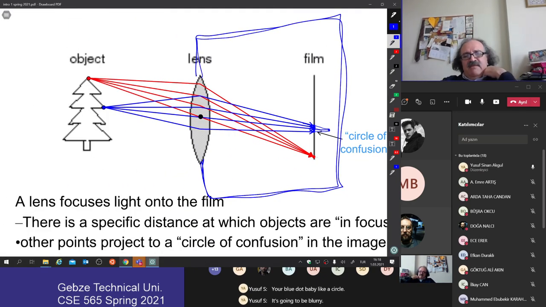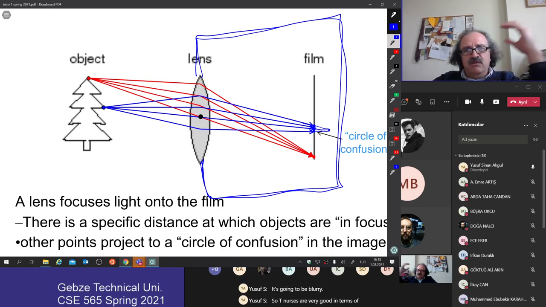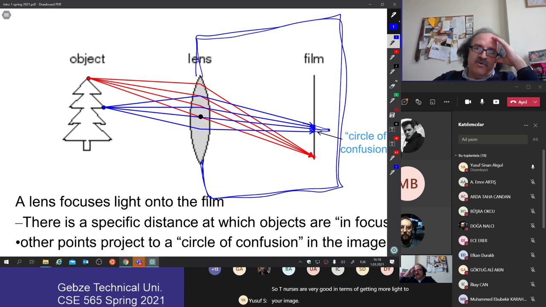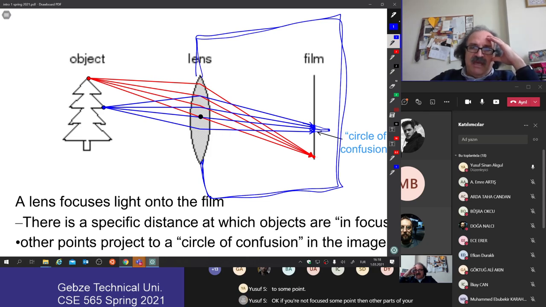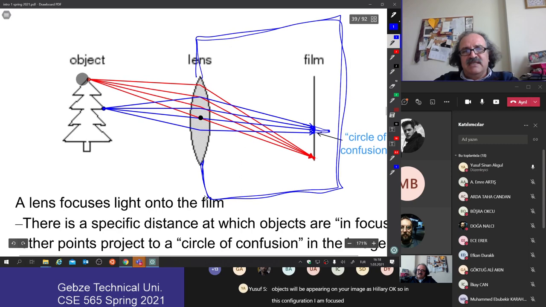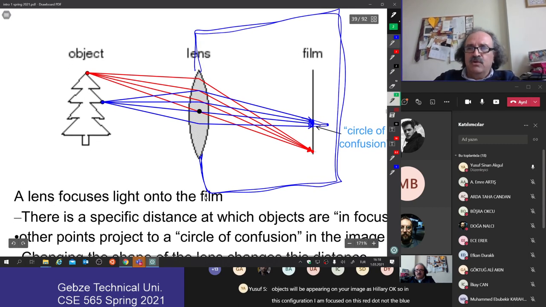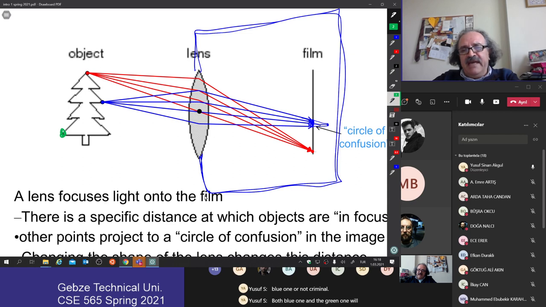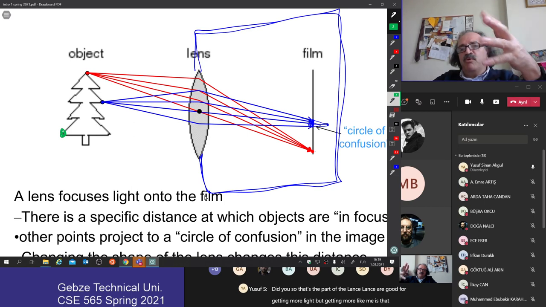So thin lenses are very good in terms of getting more light to your image, but we have the problem of focusing. If you are not focused to some point, then other parts of your objects will appear on your image as blurry. So in this configuration, I am focused on this red dot, not the blue one or the green one. Both the blue one and the green one will appear blurry on my images. So that's the part of the lens. Lenses are good for getting more light, but getting more light means that I have the problem of unfocused images.